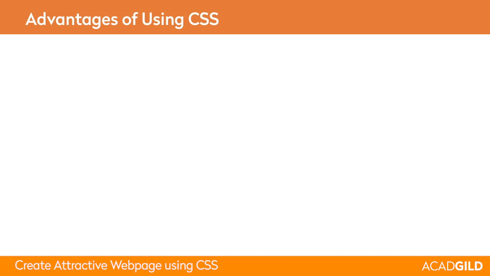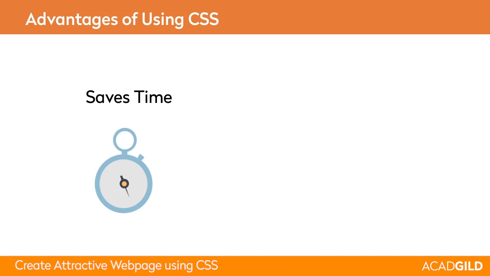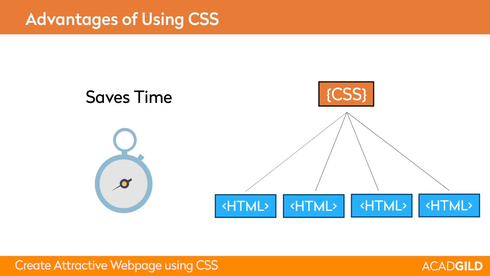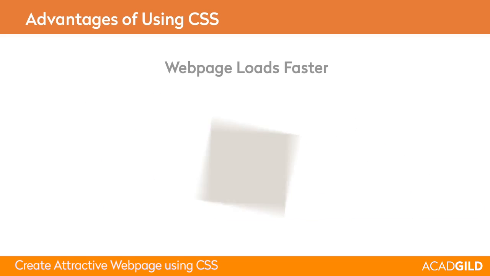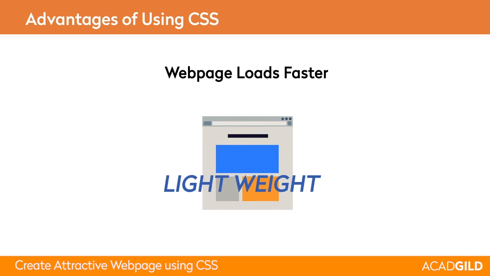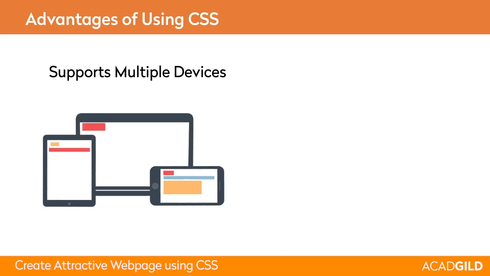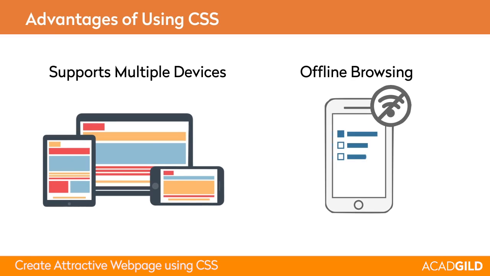What are the advantages of using CSS? CSS is going to save a lot of time because once we write a CSS, it can be used in multiple HTML pages. It helps load pages faster because CSS is considered to be very lightweight. CSS supports multiple devices and it also features offline browsing.